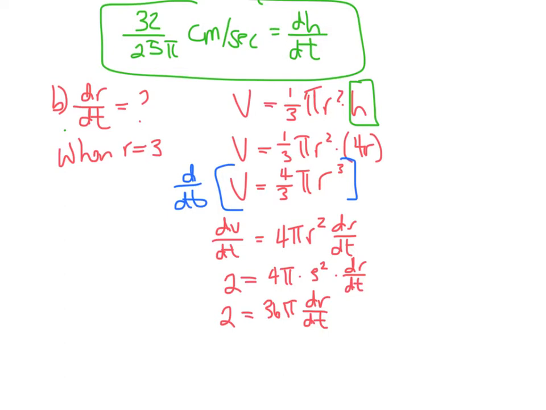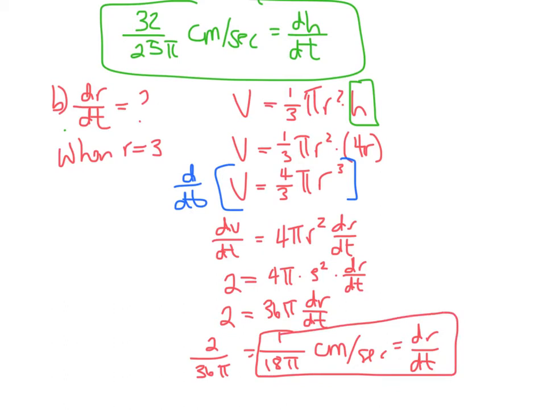So I divide by 36 pi and I get 2 over 36 pi, which of course I could simplify to 1 over 18 pi, and that is my dr/dt. So I'm going to go ahead and stick a unit of measure on that: centimeters per second equals dr/dt. So the rate at which the radius is changing is 1 over 18 pi centimeters per second.